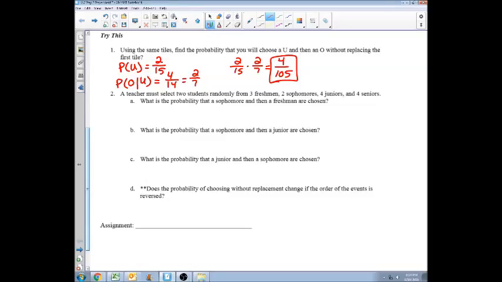How many total students is that? Well, 3 plus 2 is 5. 5 plus 4 is 9. 9 plus 4 is 13 total students. What is the probability that a sophomore and then a freshman are chosen?